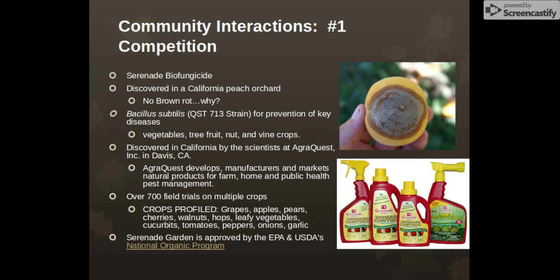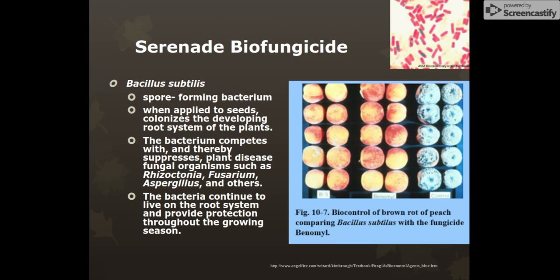All right. And so AgriQuest, these scientists that discovered it, manufacture it so that they can then produce it and sell it so they can use it on various crops and prevent the growth of bad stuff. Okay. And so what we see is we have this Bacillus subtilis, a bacteria that forms spores.